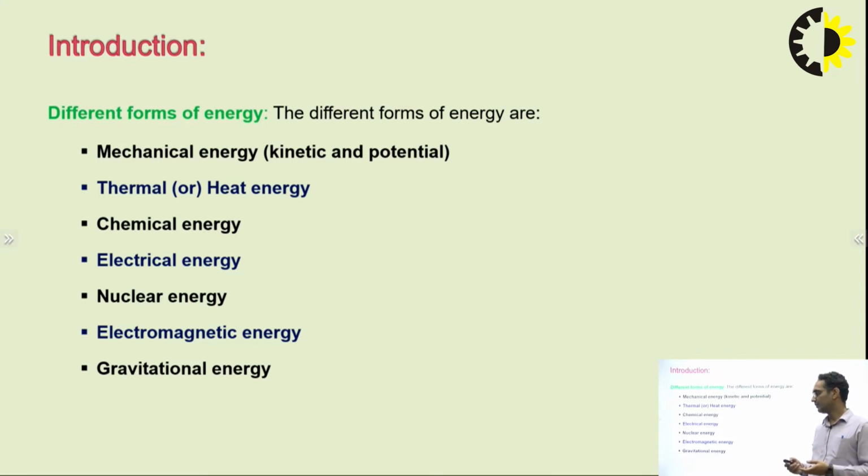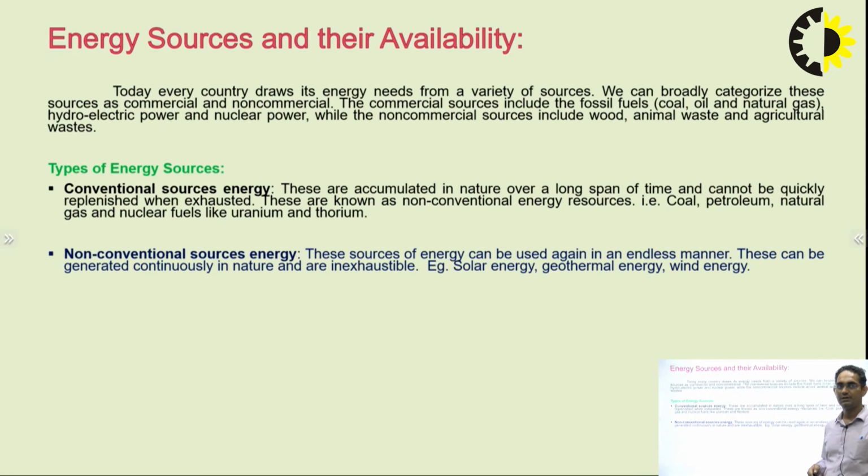Then next is the electromagnetic energy. Electromagnetic means when a coil is rotated inside a magnetic field, then an electromagnetic force gets generated. That is the electromagnetic energy. Then gravitational energy is the energy which pulls an object. That is your gravitational energy.